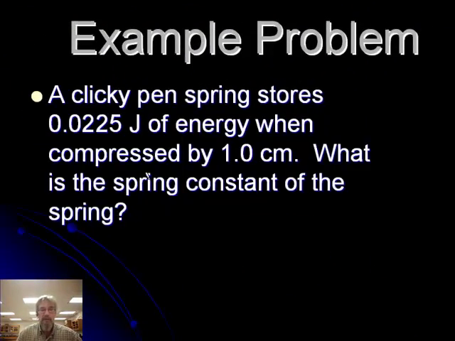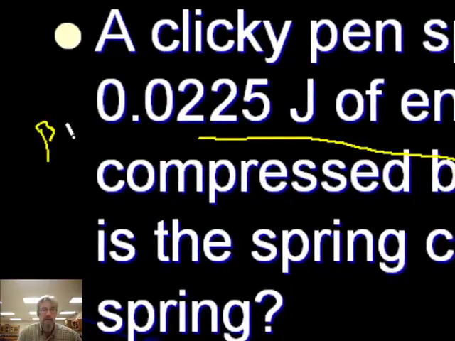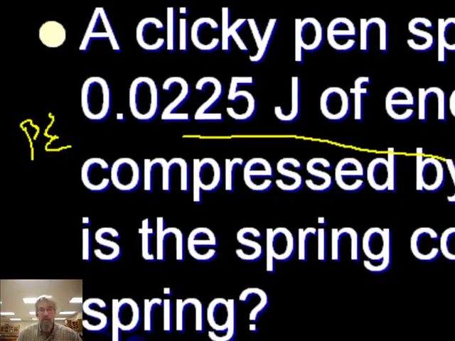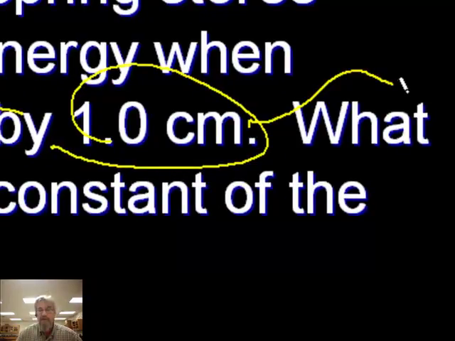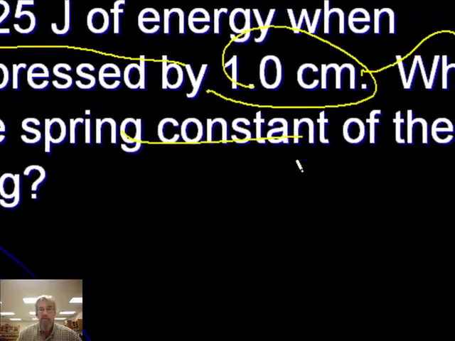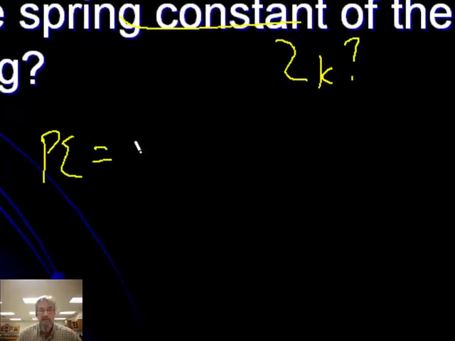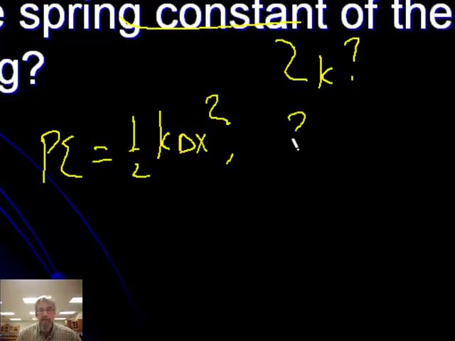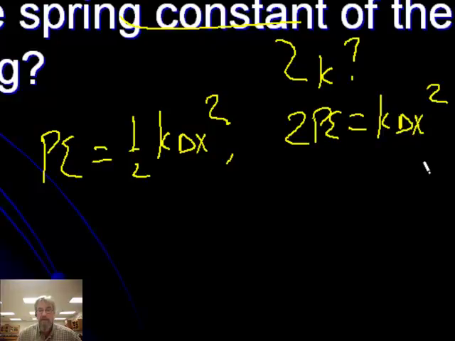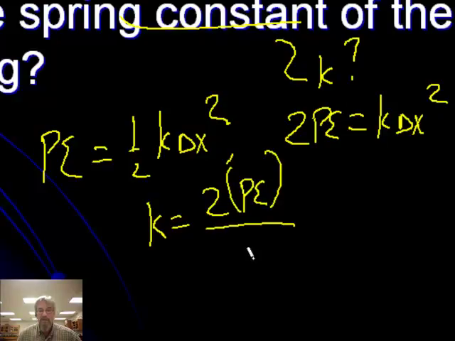We have a clicky pen. We know how much energy it's stored, so that's our PE elastic. We know delta x. We know how much it got compressed. So stretching and compressing, same thing it turns out. That's our delta x. And what we want to know is what's the spring constant? What is K? Well, we know that elastic potential energy is equal to 1/2 K delta x squared. So that means 2 times potential energy is going to be K delta x squared. So that means K will be 2 times potential energy divided by delta x squared.